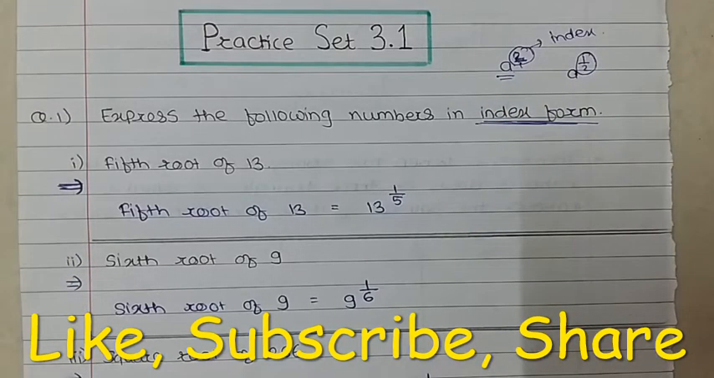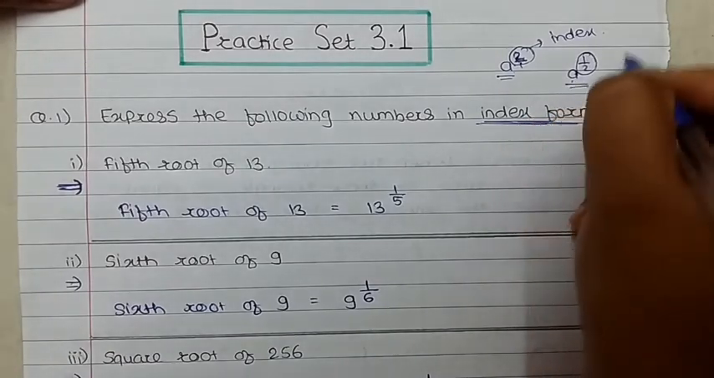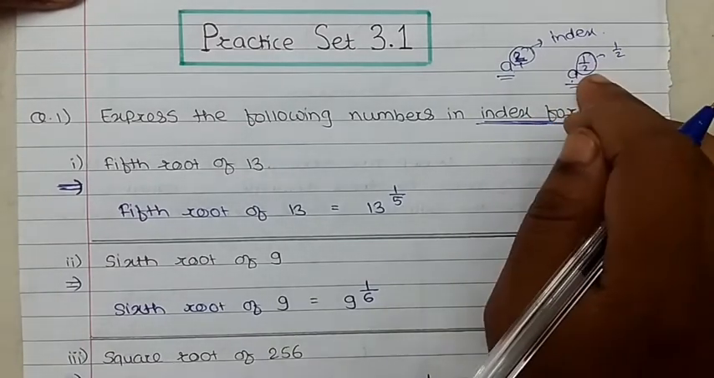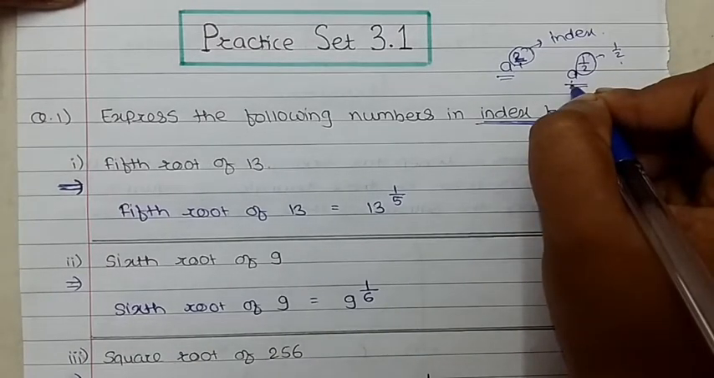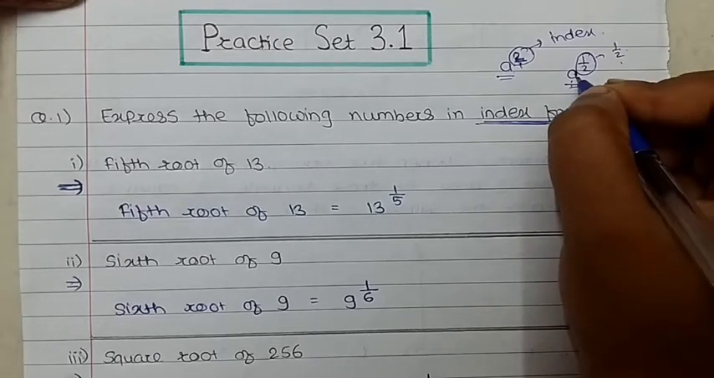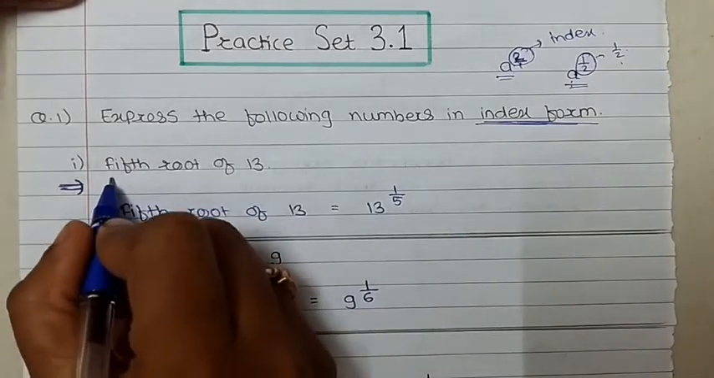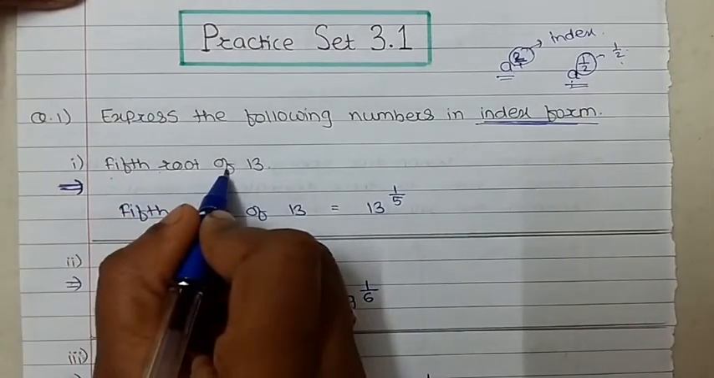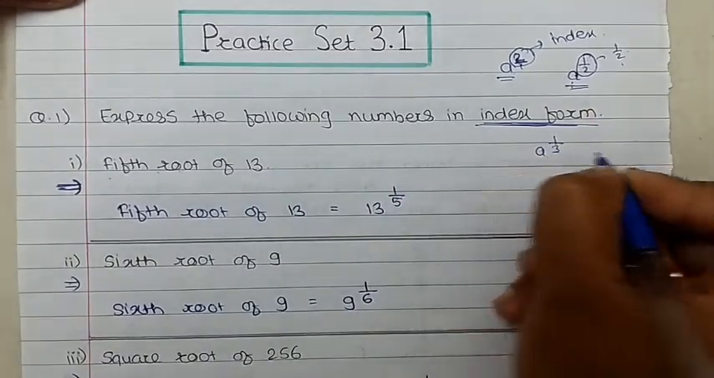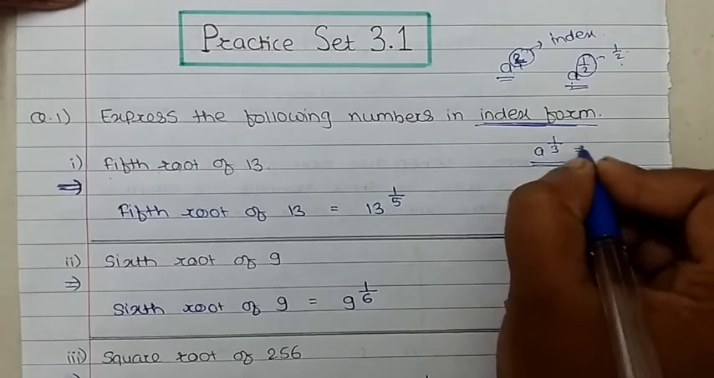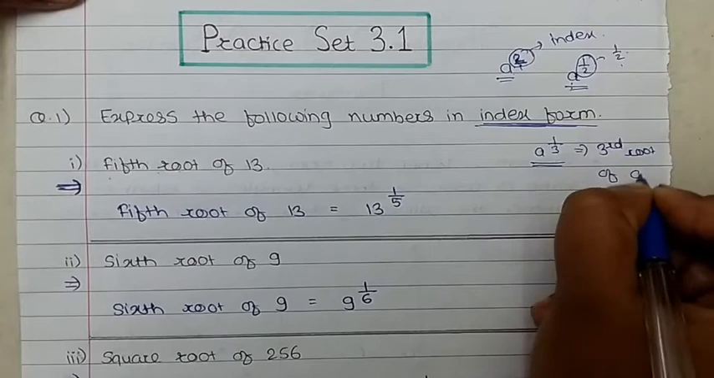So what is the power or the index of this one? That is 1 upon 2. So how to write this? That is square root of a. Clear? So similarly we will solve these questions. Like the first question is what? Fifth root of 13. Suppose I want to write here a raised to 1 upon 3. So how to read this? That is third root of a.